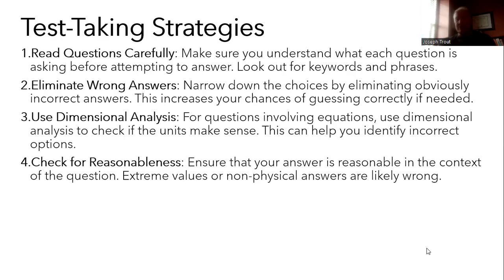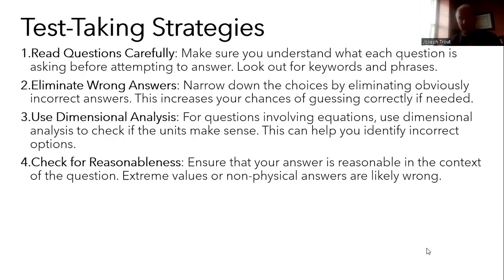So if you narrow down the choices by eliminating the obvious incorrect, this increases your chances of guessing correctly if needed. And use dimensional analysis. So for questions involving equations, use dimensional analysis to check to make sure the units make sense, like I said. And this can help you identify incorrect options. And check for reasonableness. So ensure that your answer is reasonable in the context of the question. So extreme values or non-physical answers are likely wrong.